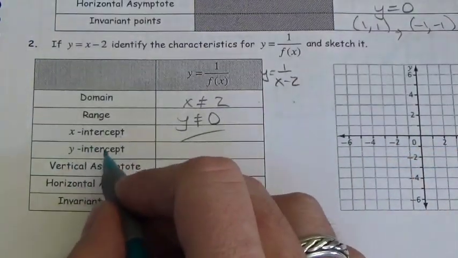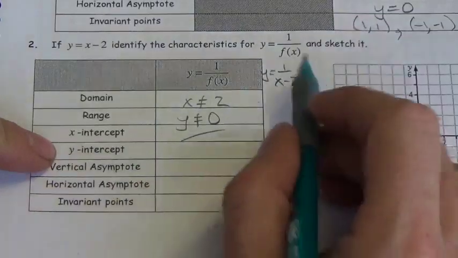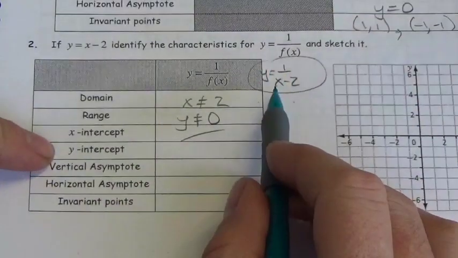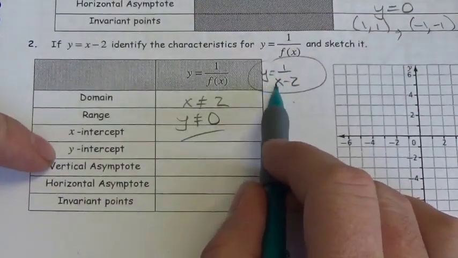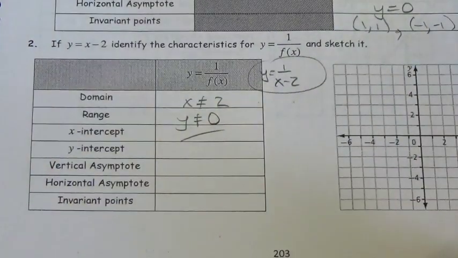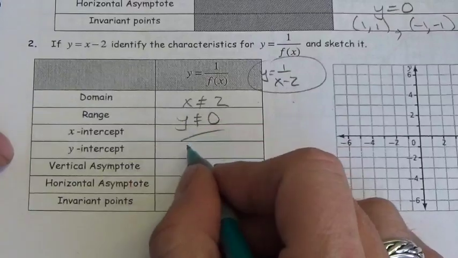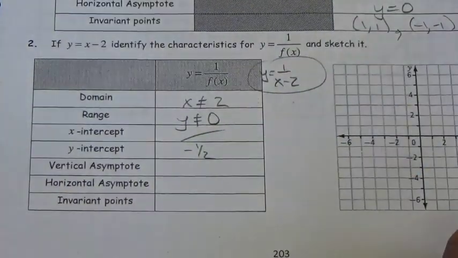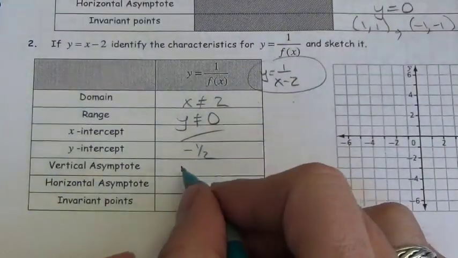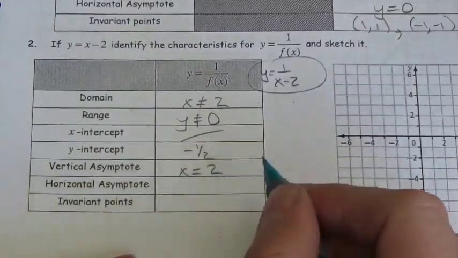But I will have a y-intercept. Now, this is the equation of my reciprocal. Just plug in 0 for that. That's all you've got to do to figure out the y-intercept. Plug 0 in for x. That's 1 over 0 minus 2, or negative 1/2. My vertical asymptote will be that x is equal to 2.